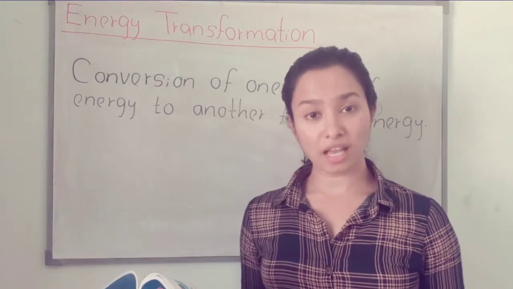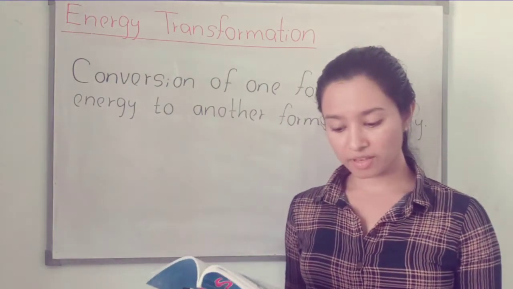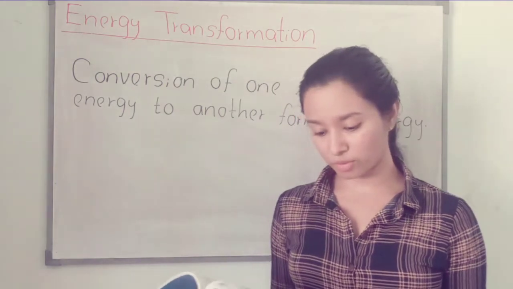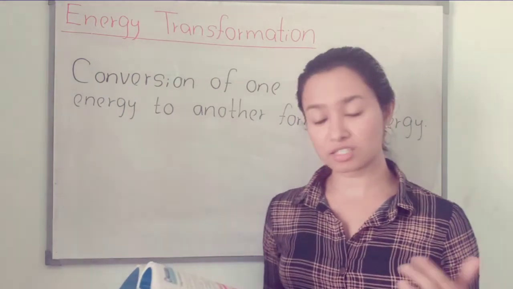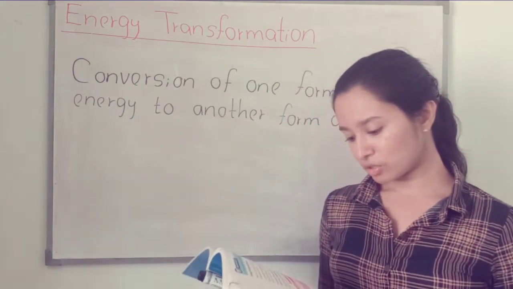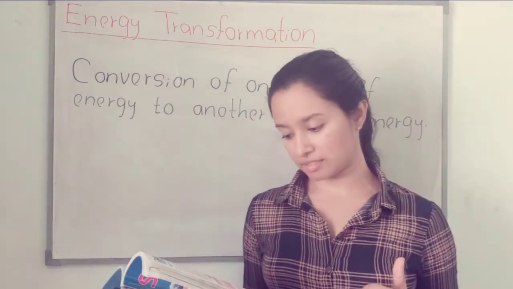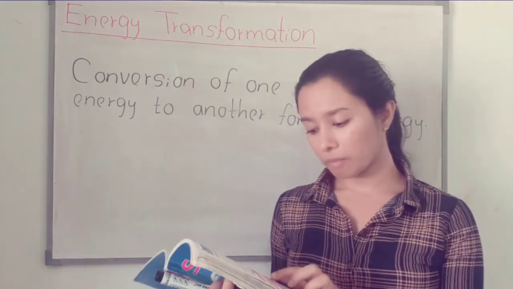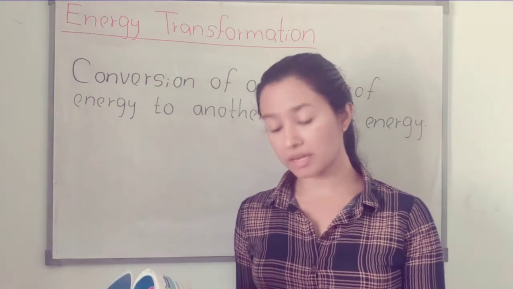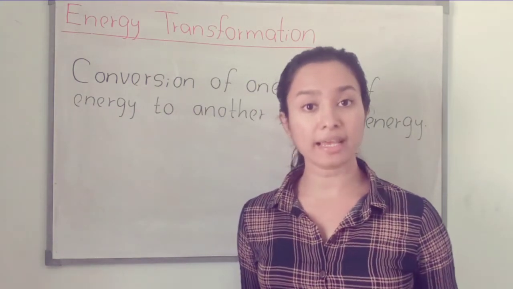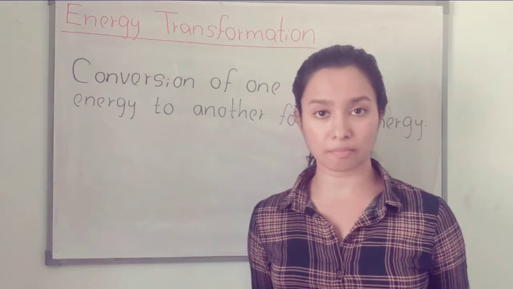Turn to page number 92. There is a self-assessment for you. You have to write the energy transformation of these two instances. First one is obtaining light from an electric bulb.